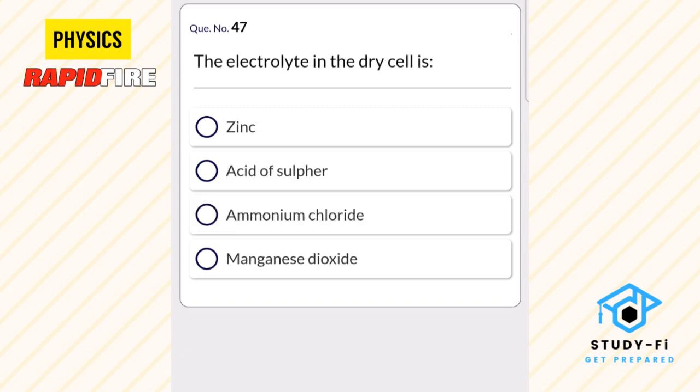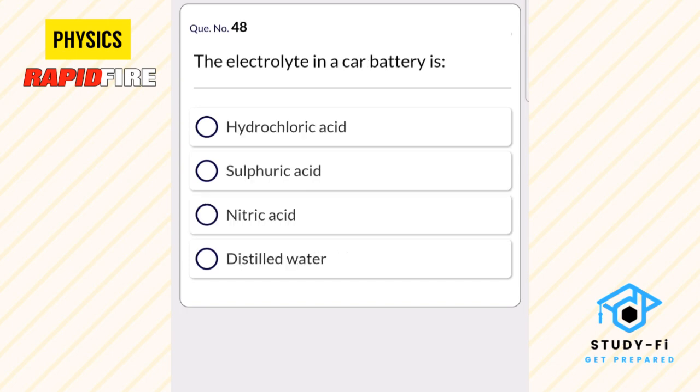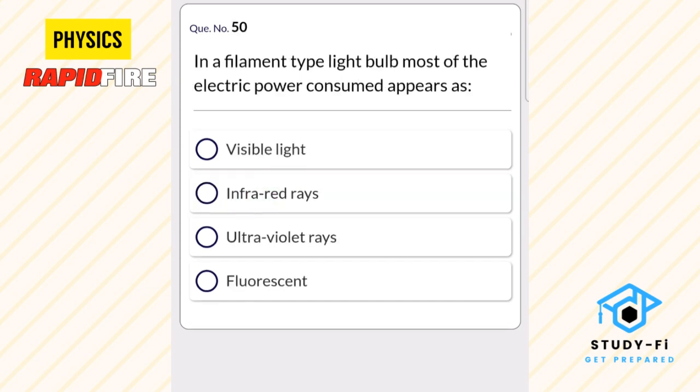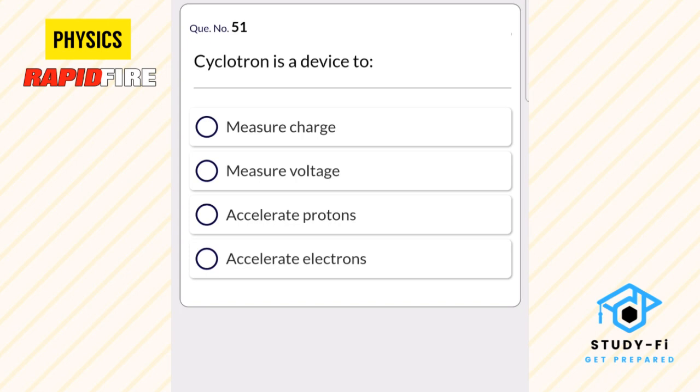The electrolyte in a dry cell is ammonium chloride. The electrolyte in a car battery is sulfuric acid. The coil of an electric heater is made of nichrome. In a filament type light bulb, most of the electric power consumed appears as visible light. Cyclotron is a device to accelerate protons.